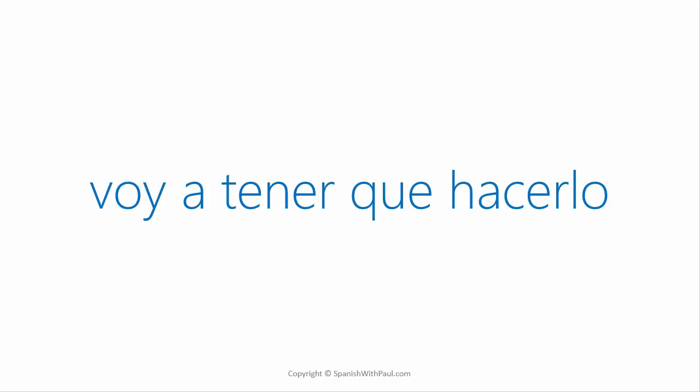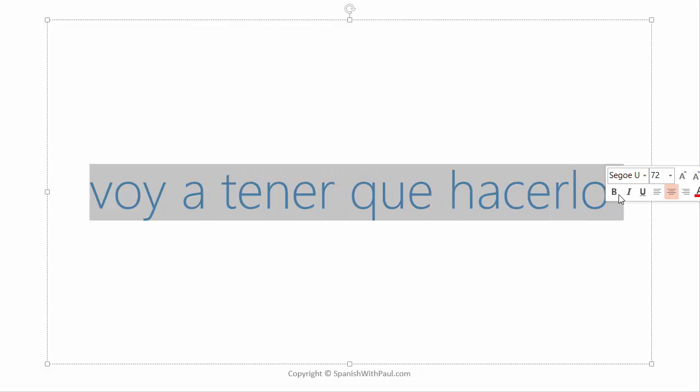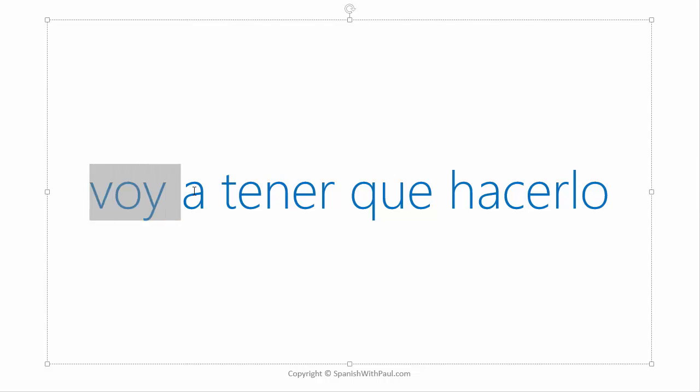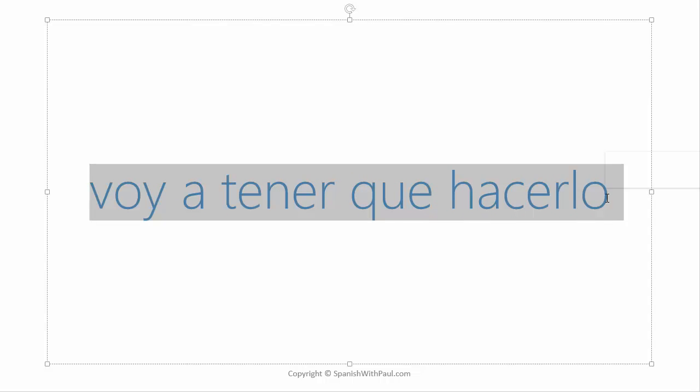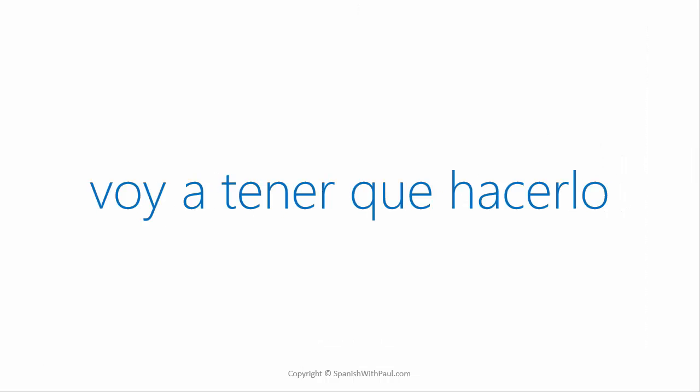Voy a tener que hacerlo. Let's break it down. So we have, I'm going to, voy a. I'm going to have to, voy a tener que, and do it, hacerlo. So we have sort of step 1, step 2, and step 3. 3 verbs in a row. I'm going to have to do it, voy a tener que hacerlo.